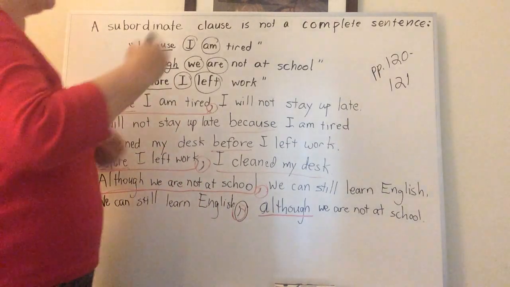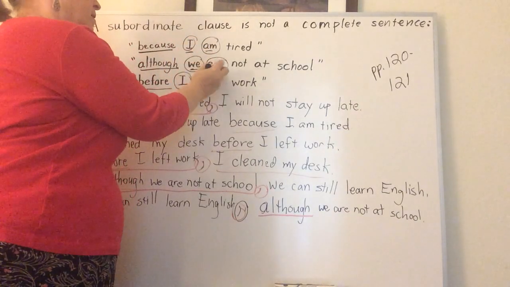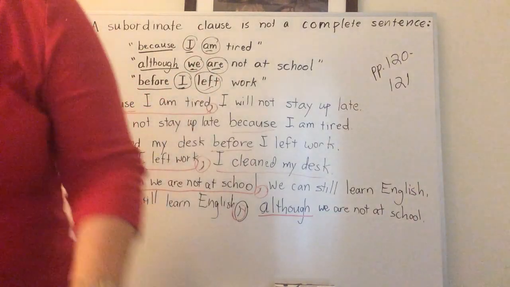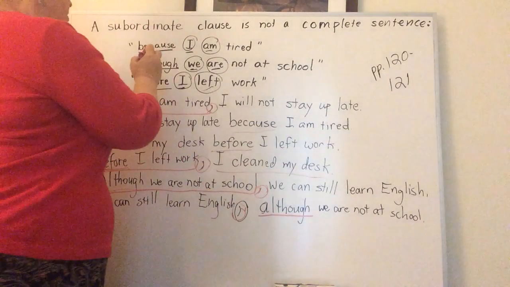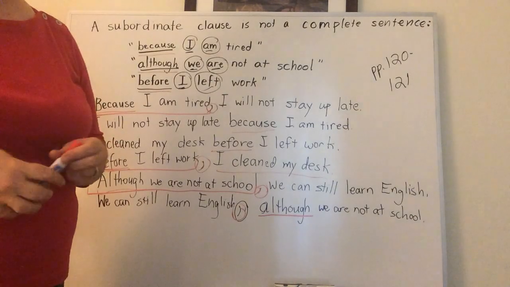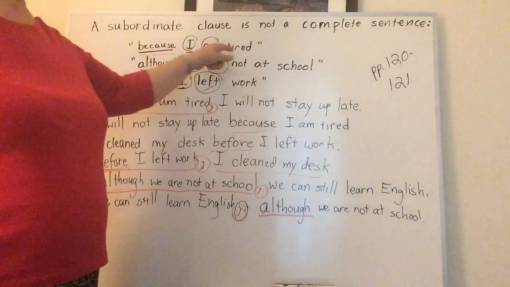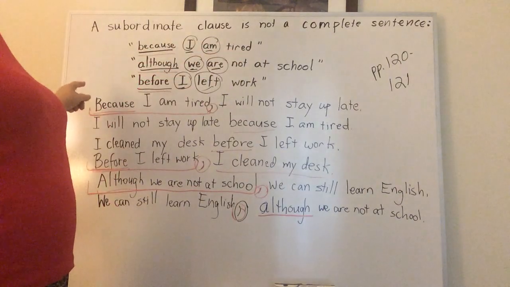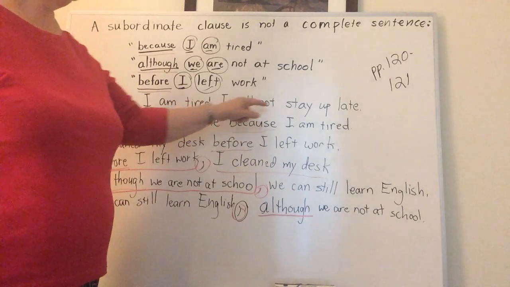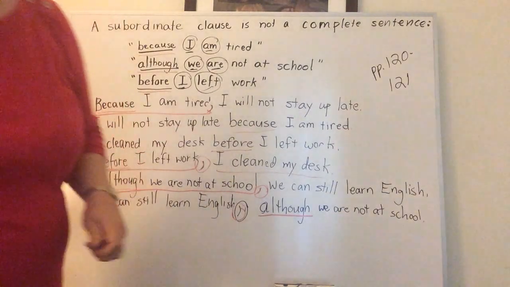So these things have a noun, a subject and a verb, but they are not complete sentences because they start with a subordinating conjunction, and so they are subordinate clauses. They are not the most important clause. So because I am tired is not a sentence, but if we say, because I am tired, comma, I will not stay up late. Let me make that a little darker.